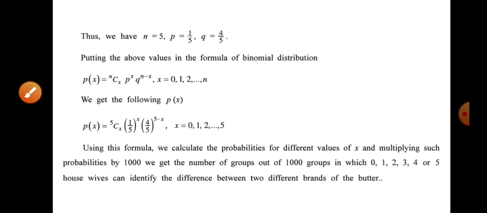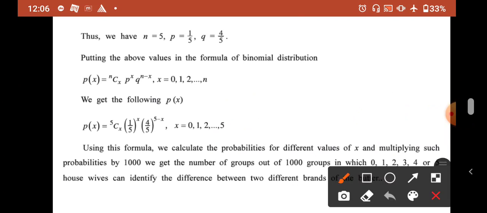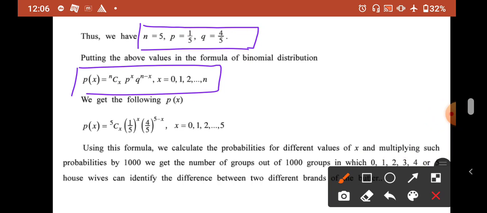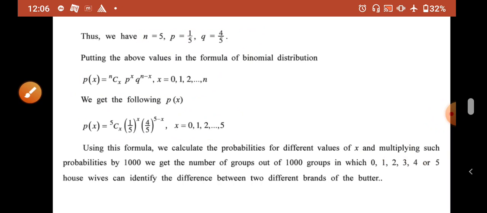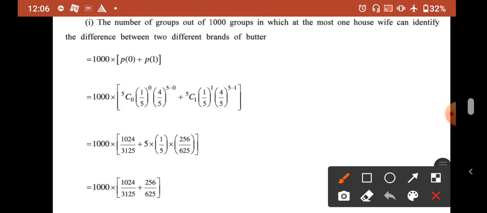So check it out. First of all, substitute the values in the formula. Just a second. The values must be substituted in the formula. So n is 5, P is given and Q is given. So this is the formula. Substitute the values. Now after substituting the values, find the first value. What have they asked? Can identify at most one. At most one means P of 0 plus P of 1. Find the P of 0 plus P of 1.